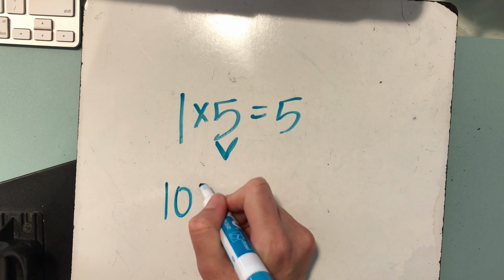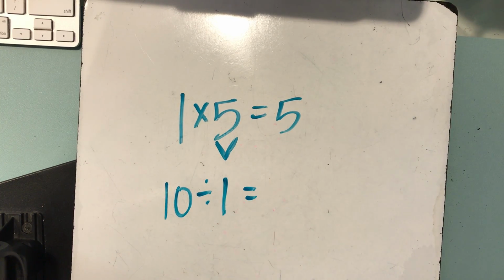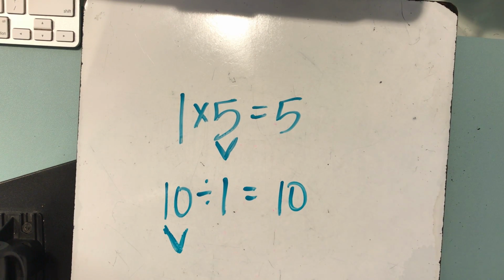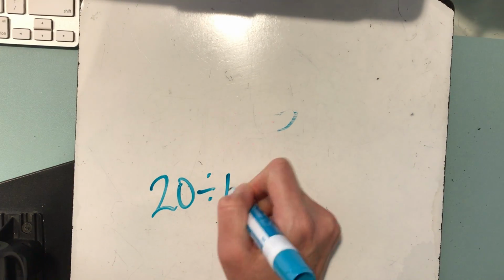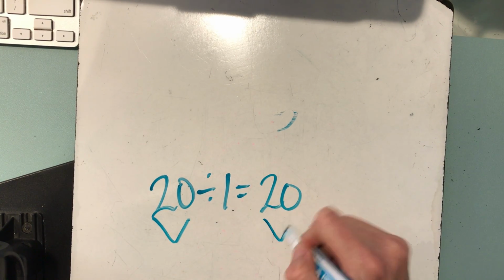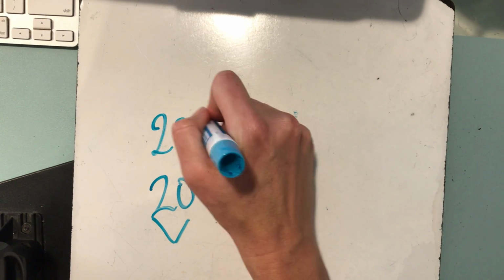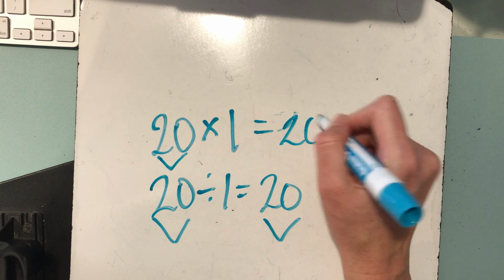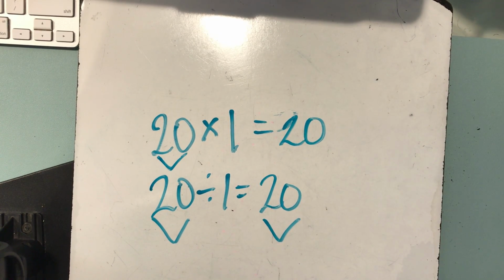If I had 10 divided by 1, that would equal 10. It doesn't change its identity here, okay? It stays the same. If I had 20 divided by 1, it would be 20. Okay, it doesn't change, it stays the same. If I had 20 times 1, it doesn't change. 20 stays the same, okay? So don't get confused with that. That's why we practice zeros and ones, because it can be a little tricky sometimes.